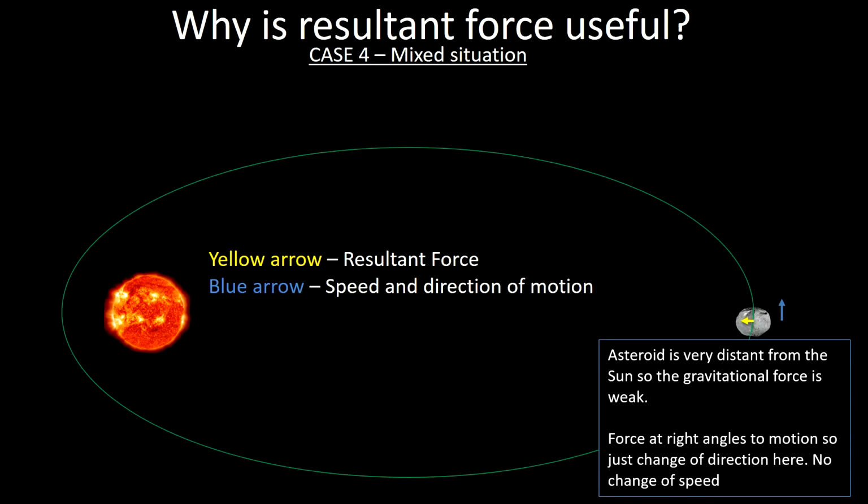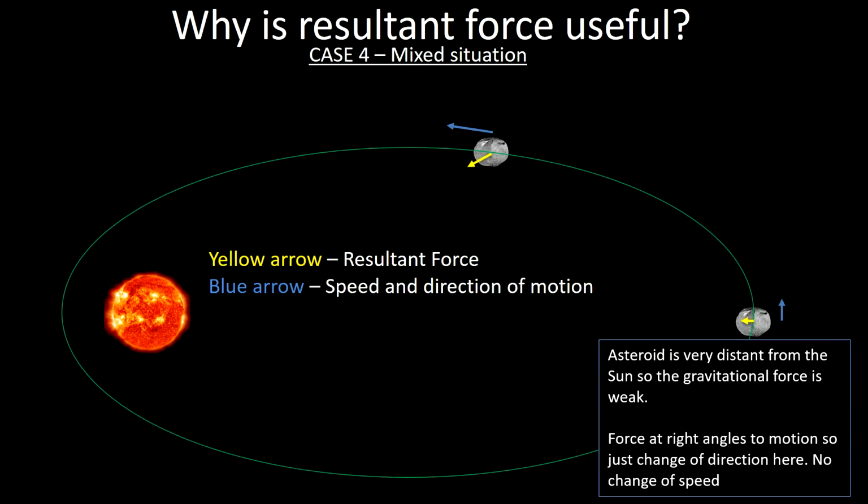In the situation we've got here, again, the forces are at right angles to the motion, so there's only a change of direction. But if we put the asteroid here in its orbit, the yellow arrow is pointing again towards the sun, because that's the way the asteroid is being pulled by the gravitational force. The blue arrow is pointing along the green path that the asteroid is taking. So here we haven't got one of our particular situations where the arrows are lined up or at right angles. It's a mixture of the two.